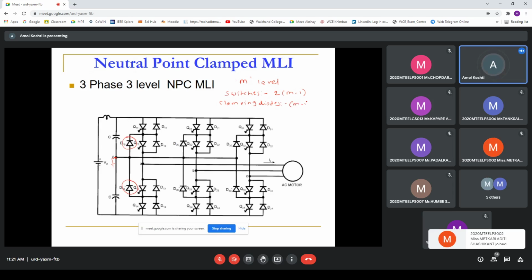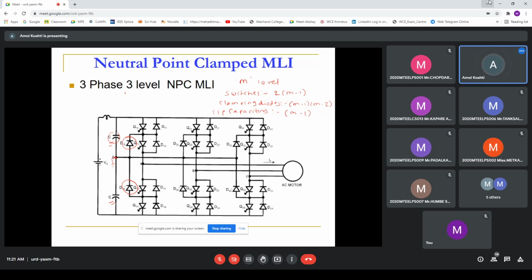M minus 1 into M minus 2. And the input capacitor. Input capacitor means this capacitor. How do we calculate its count? The count will be M minus 2.